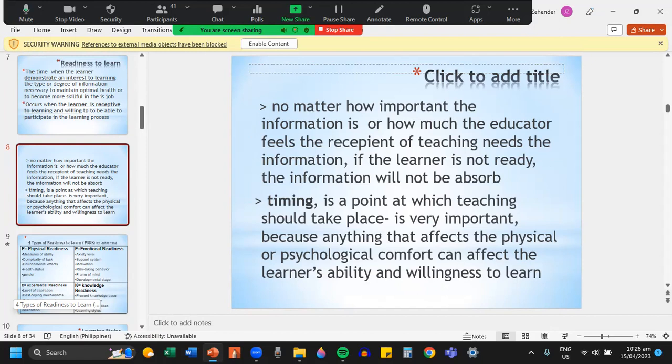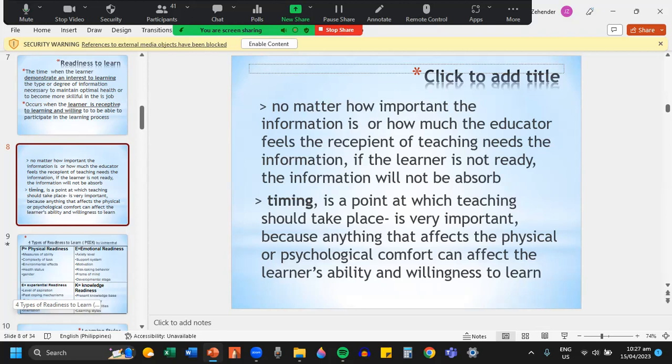So no matter how important the information or how kung gaano ka grabe yung effort or gaano ka well thought out yung mga strategies ni teacher, it won't be enough actually, or they won't work if the student is not listening at all or hindi siya receptive to the lesson during that time. Okay, so that is why consider timing.